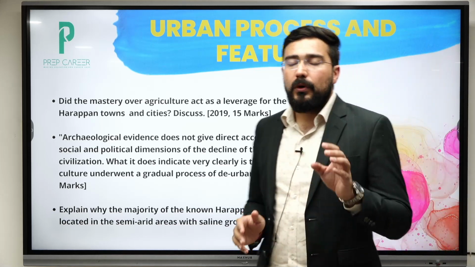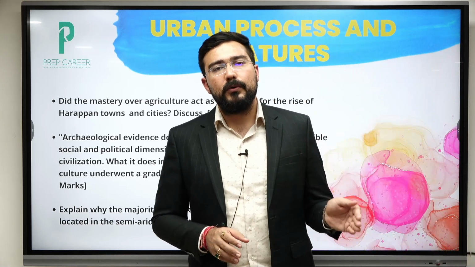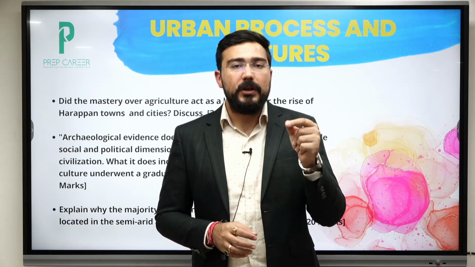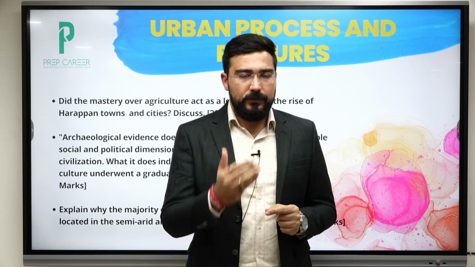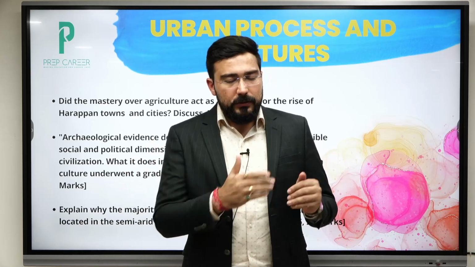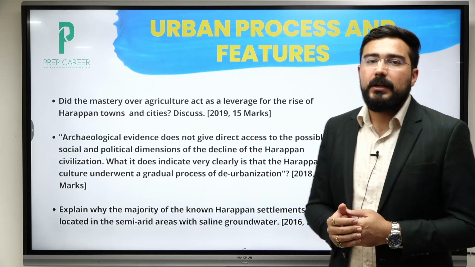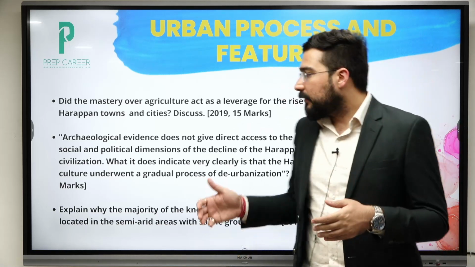deurbanization. So we all know about the three phases: 3300 to 2600, that is the early Harappan phase; 2600 to 1900, that would be the mature Harappan phase; and the last phase, from 1900 BC to 1300 BC, those 600 years, that is the gradual process of decline that they are talking about. All right, that you need to explain.